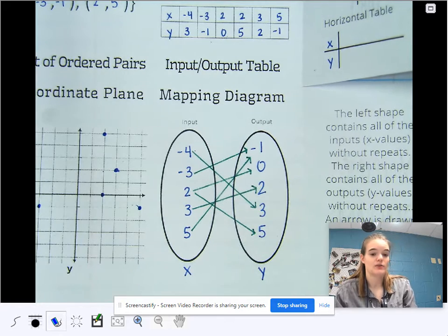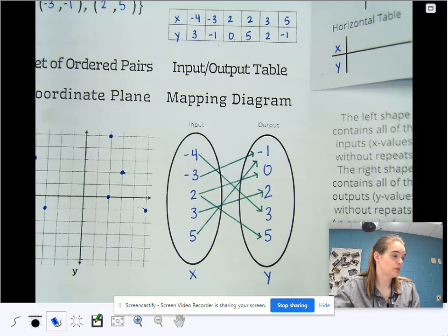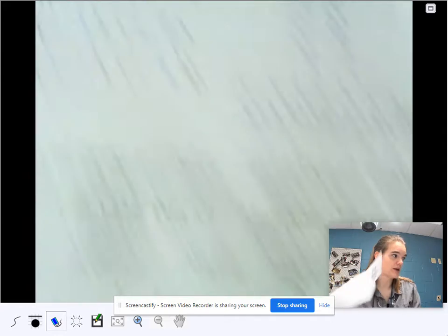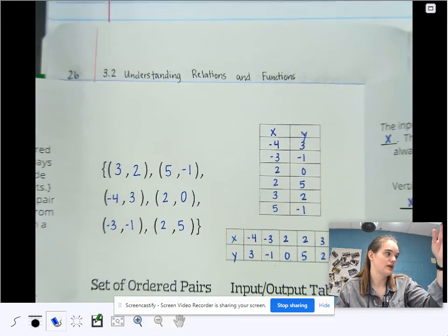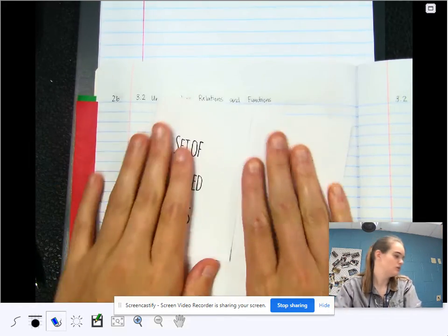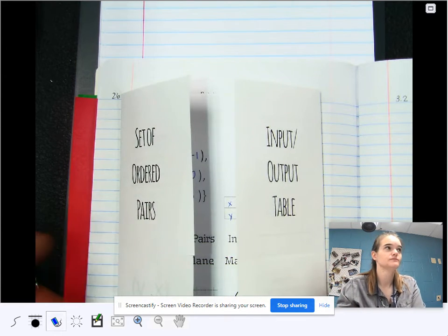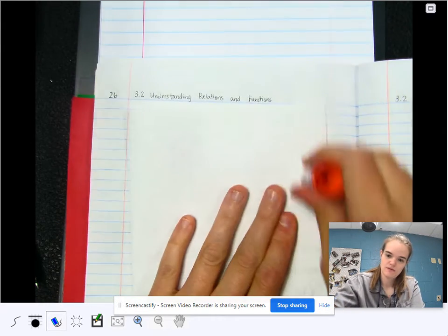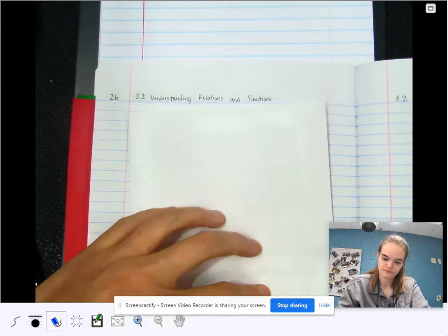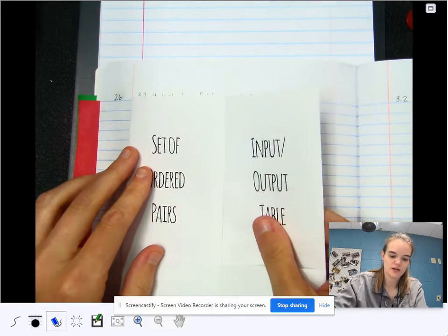Okay. There we go. There's a mapping diagram. So we have all 4. In today's homework, you will have to show all 4. If you have a printer and have printed this off, or if you have this paper, you are gluing it to page 26. If not, you wrote all this on page 26. So if you have this, you're gluing it to 26. You will have to create all of these, not only on homework, but eventually on a quiz or a test as well.